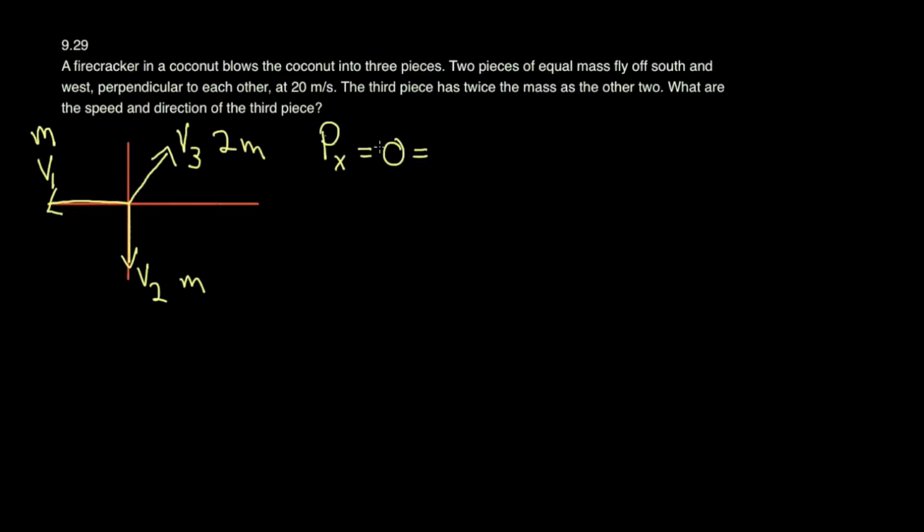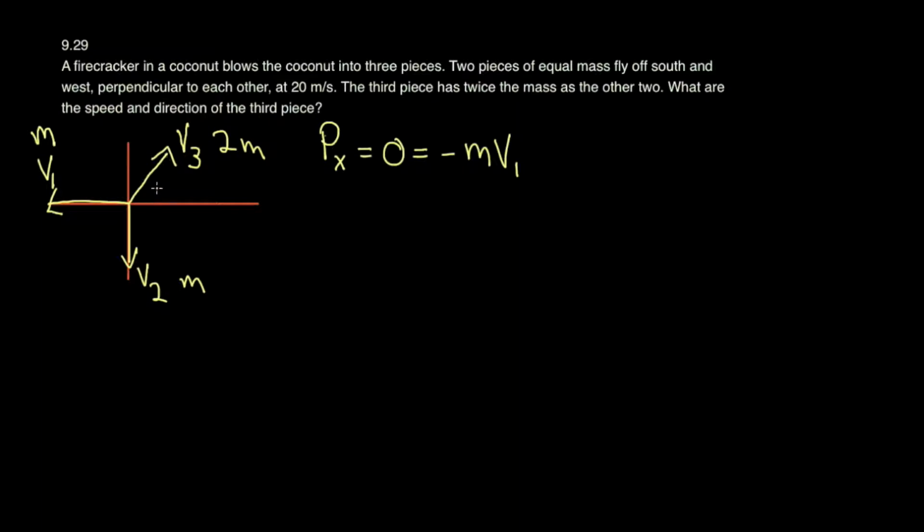So the momentum in the x direction has to be equal to 0, and so this is just going to be equal to v1, which is all in the negative x direction. So we'll call this negative m v1. So that takes care of the momentum for this part. This part has nothing in the x direction, right? It's all in the y direction. But this one's going to have some component in the x direction.